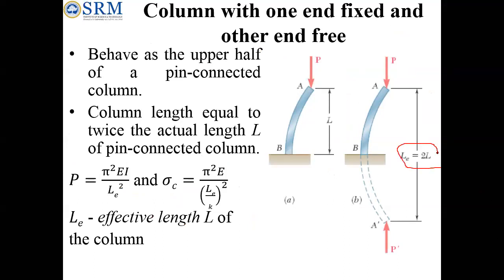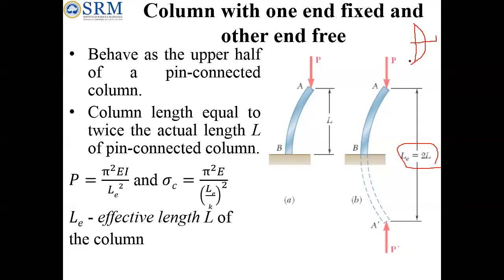One end is fixed and the other end is free, then the effective length is 2L. That is because when you compare it with the hinged one, this is how the buckling will be there when both ends are hinged. So this is one half, which is represented in this case. So that is why the effective length is 2 times the L.